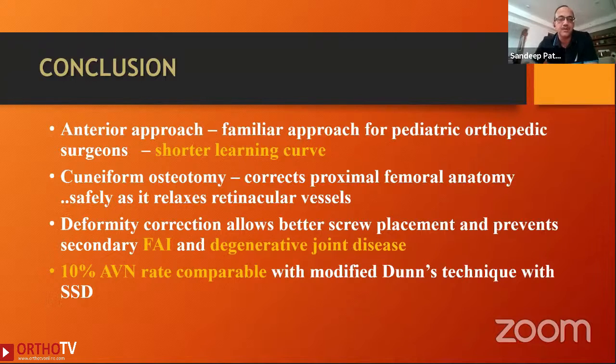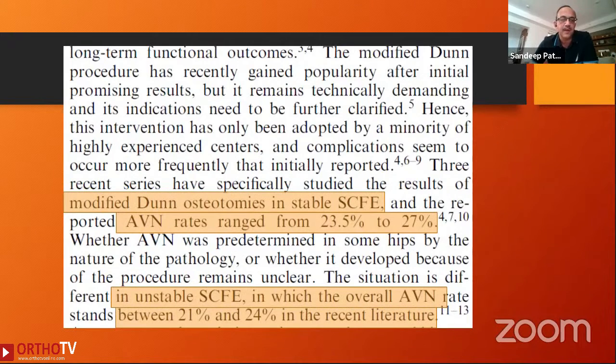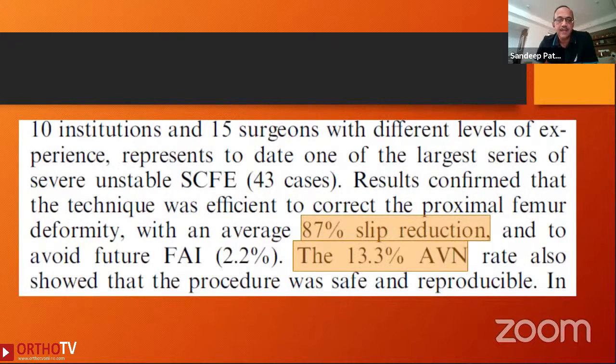There is a paper in 2018 from the French area, subcapital shortening osteotomy, preliminary result, a multicentric study, and they found that with modified Dunn osteotomy for a stable slip, the AVN rates were nearing 25 to 27%. In unstable slips, it was between 21 to 24%. This is what their paper said for modified Dunn. But when they did it from the anterior approach, they had 87% slip reduction and a 13.3% AVN rate, which was pretty acceptable. This is what I have been doing.